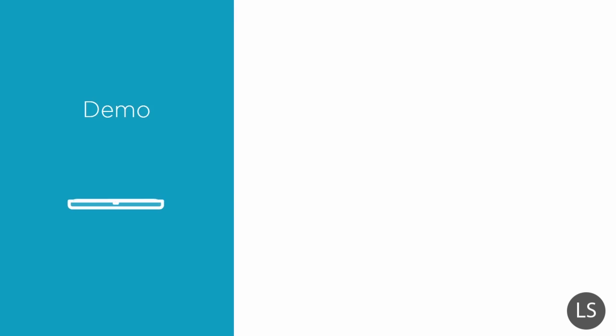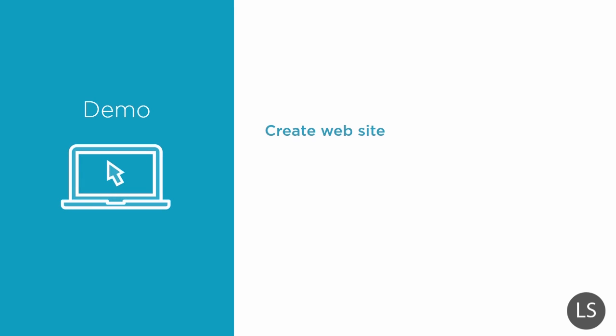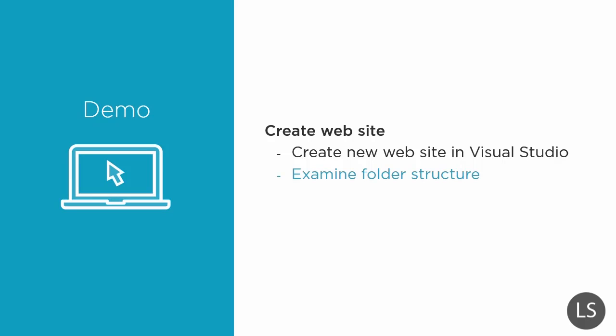Well, let's see web pages in action through a series of demos. In this demonstration, we're going to see how to create a website using web pages technology. And in this case, it literally means we're going to create in Visual Studio a new website. We'll also examine the folder structure, look at the key files that represent web pages technology, and finally, we're going to view a page and see it all in action.